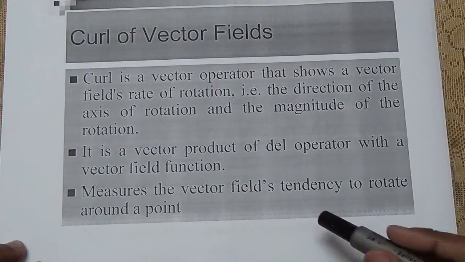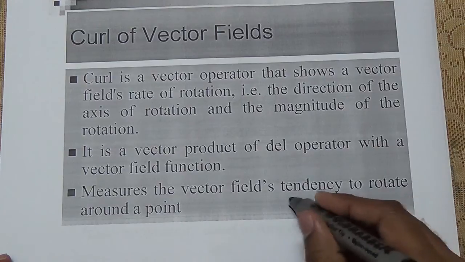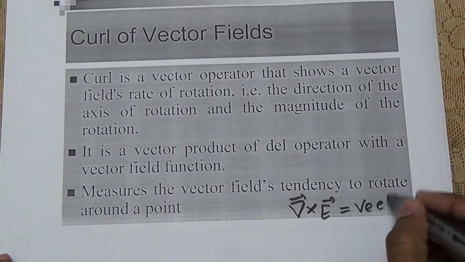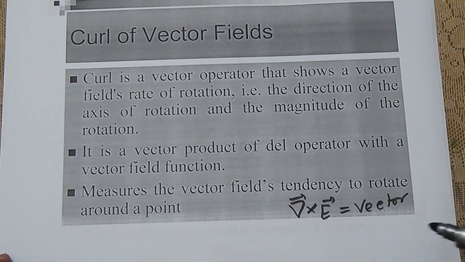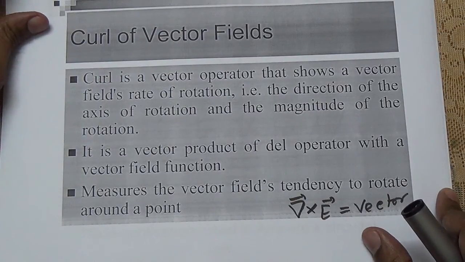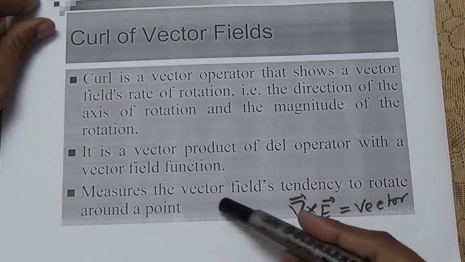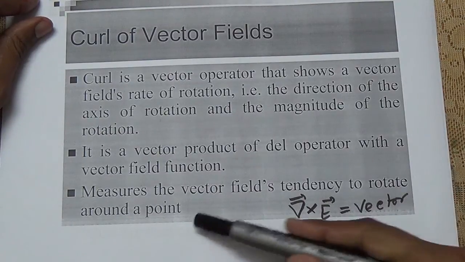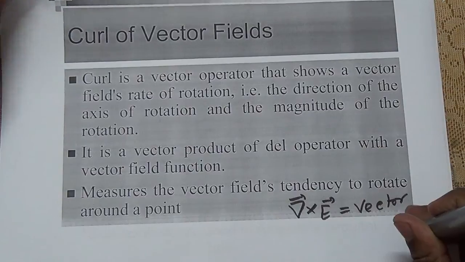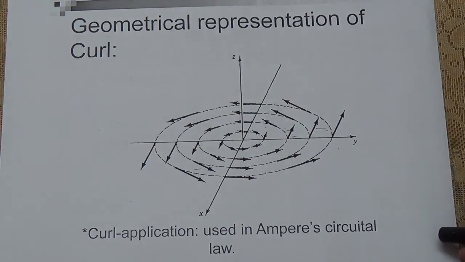So del cross E is a result of this. Del cross E will be a vector, and we know a vector has direction and magnitude. So what will be the direction of that rotation and the magnitude at any point? It is a vector product of the del operator with the vector field function. It measures the vector field's tendency to rotate around a point, that is, how much is rotating, the rate of rotation.